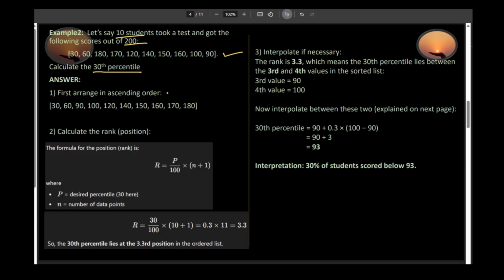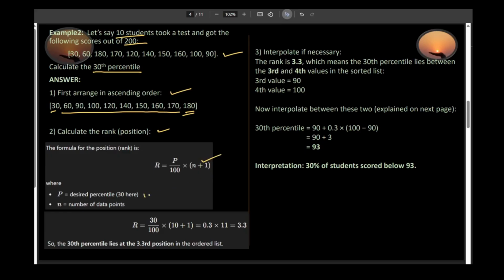Well, the step is this. First, you want to arrange in ascending order. I did this. I arranged the numbers in ascending order, from the least number to the maximum number. Then you calculate your rank, your position. The formula for the position is this right here. This is the formula you use to calculate your position.